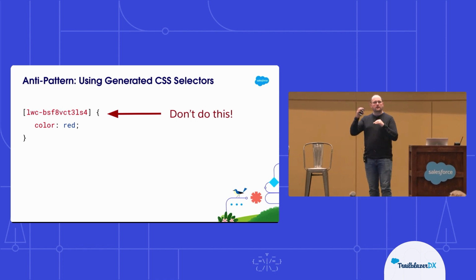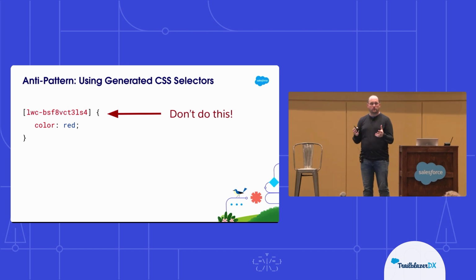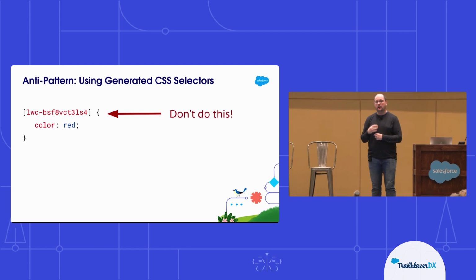Up at the top, this is in your CSS file for your LWC. And we have a selector that you're using, and it is this LWC-BSF numbers and letters. You've probably seen this if you work with LWCs regularly. It's going to show up in the DOM. It's not something that you're writing necessarily, and actually the anti-pattern here is that you would be inserting it into your code. And the reason for that is this particular class name is generated by the framework.